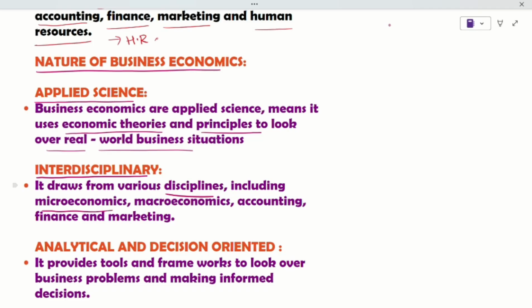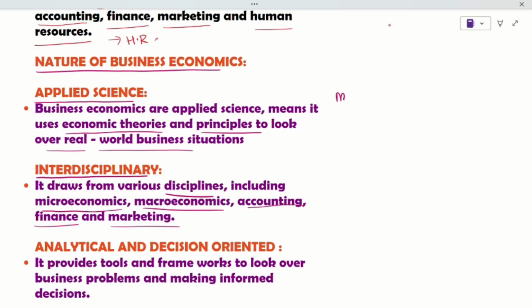Actually, it's a dynamic one. It considers the economic environment and adapts to changes in market conditions like various technologies, and it regulates the technology. This is the major part we see in business economics.